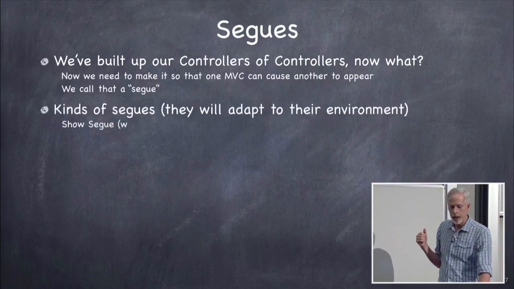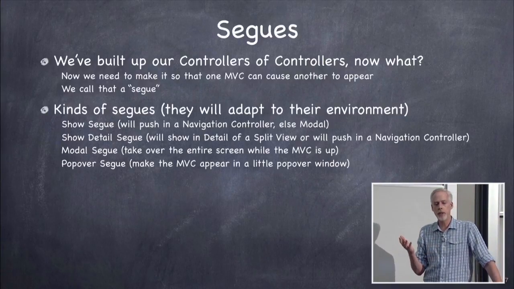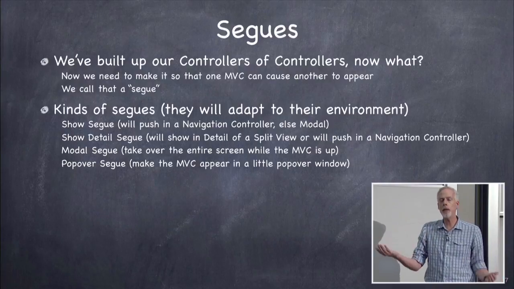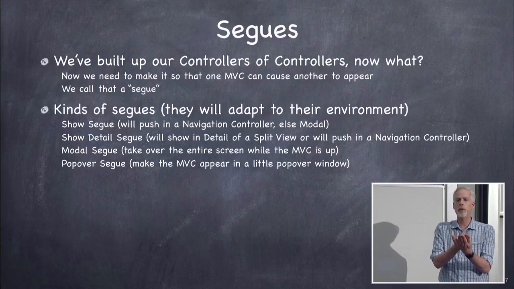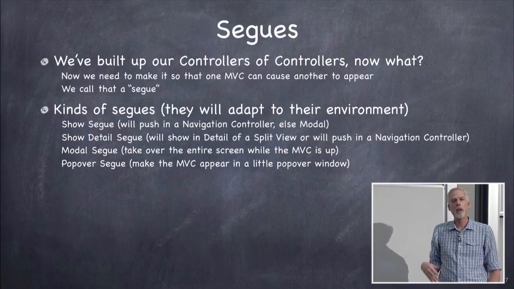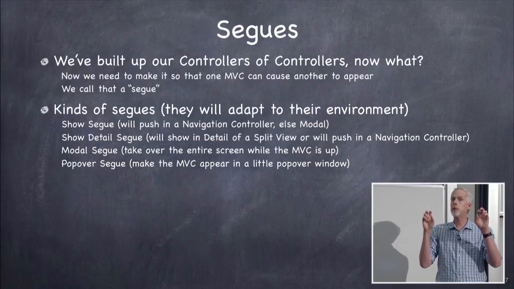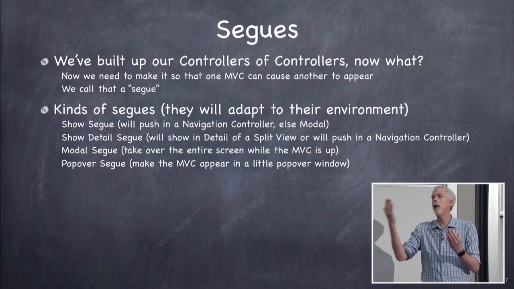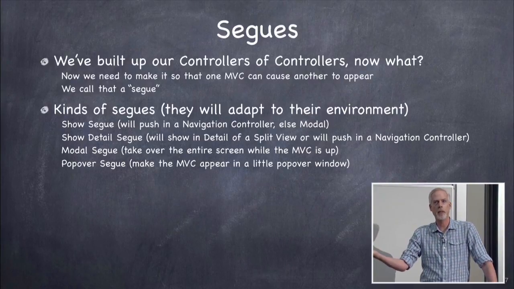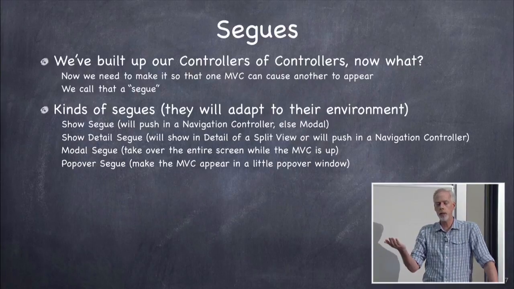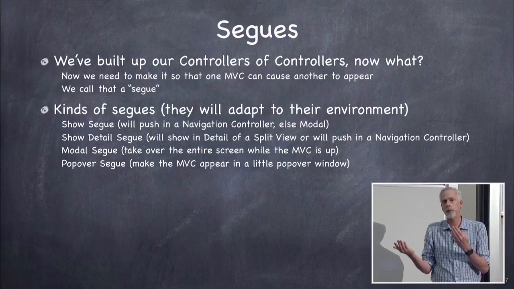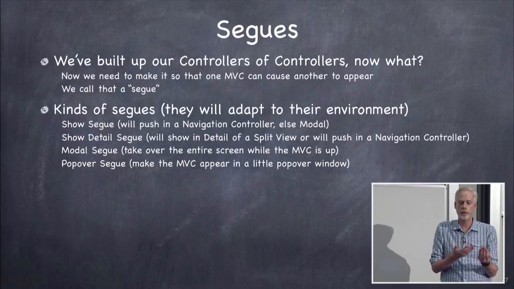All right, and these are the kinds of segues that exist. There's a show segue. That means you're in a navigation controller, slide a card on. Okay. There's show detail, which if you're in a navigation controller still means slide a card on. But if you're inside a split view, it means put this new MVC where the detail goes. That's why it's called show detail. So show detail behaves differently depending on whether you're in a split view or you're in a navigation controller.